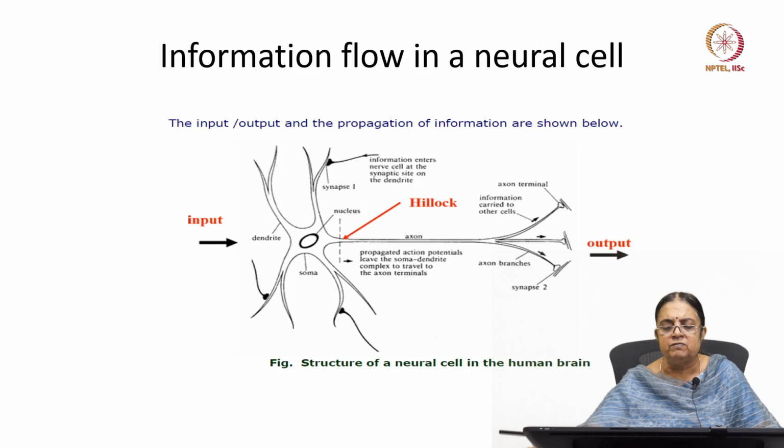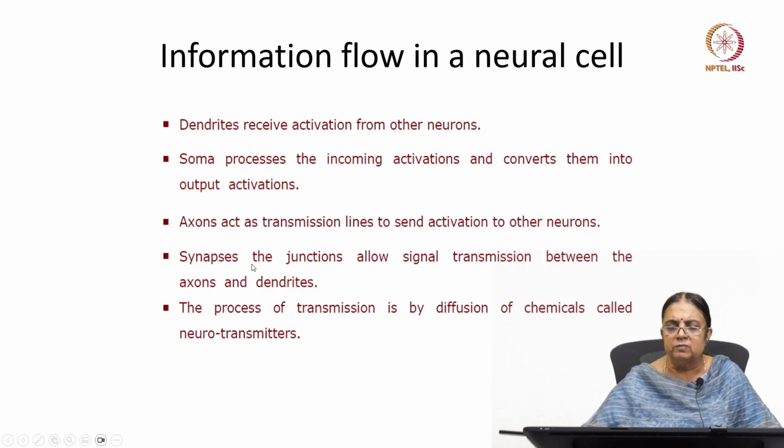So how is the information flow? It's through the axon, and the output is going to another neuron from here. Dendrites receive activation from other neurons. Soma processes the incoming activations and converts them into output activations. Axons act as a transmission line to send the activation to other neurons. Synapse is the junction which allows the signal transmission, and this is done by diffusion of chemicals which are called neurotransmitters.